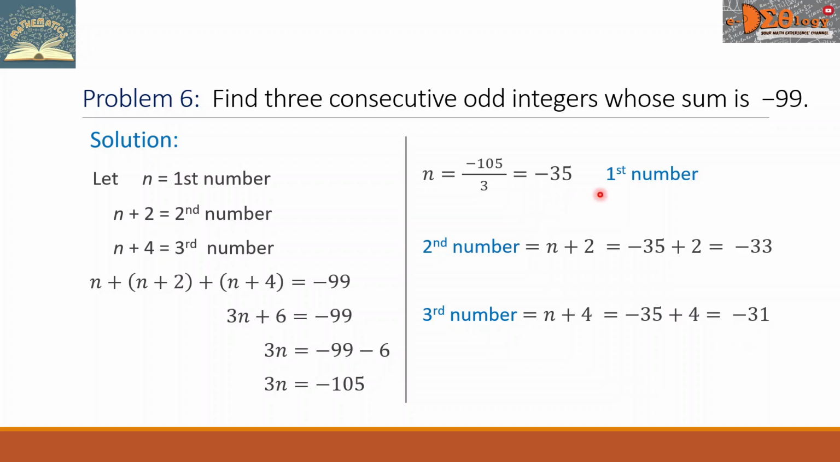We have now the three numbers, negative 35, negative 33, negative 31. Note that these three numbers are consecutive and odd integers. Now with regard to the total or the sum, if we add negative 35 plus negative 33 plus negative 31, the total is negative 99. Indeed, these three numbers are the answer for this problem.